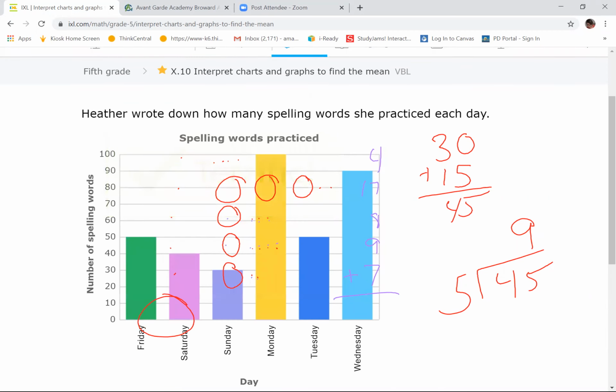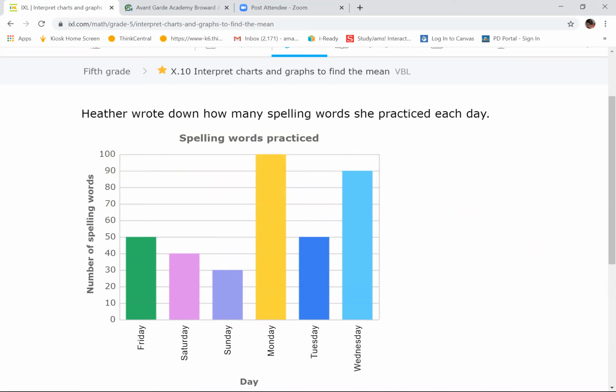Terrific. Yay! We got another type of chart. What kind of chart is this? It's a bar chart, and the bars are going up and down vertically. It's a vertical bar chart. Heather wrote down how many spelling words she practiced each day. All right, well, let's see. Here are her days. Friday, Saturday, Sunday, Monday, Tuesday, Wednesday. We're missing a day. What day did she not practice?